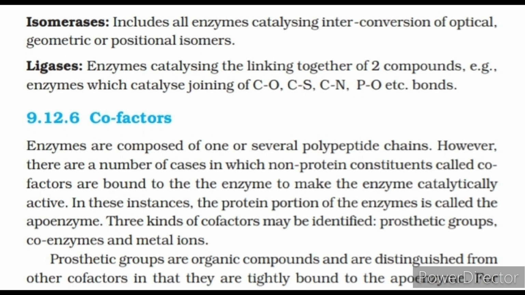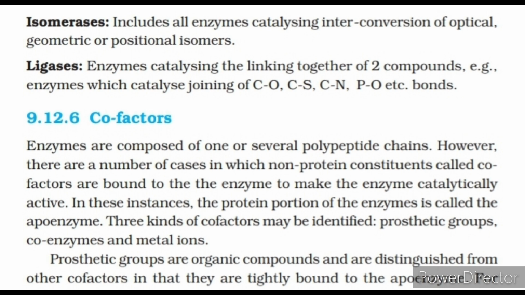However, there are a number of cases in which non-protein constituents called cofactors are bound to the enzyme to make the enzyme catalytically active. In these instances, the protein portion of the enzyme is called the apoenzyme. Three kinds of cofactors may be identified: prosthetic groups, coenzymes, and metal ions. Prosthetic groups are organic compounds and are distinguished from other cofactors in that they are tightly bound to the apoenzyme.